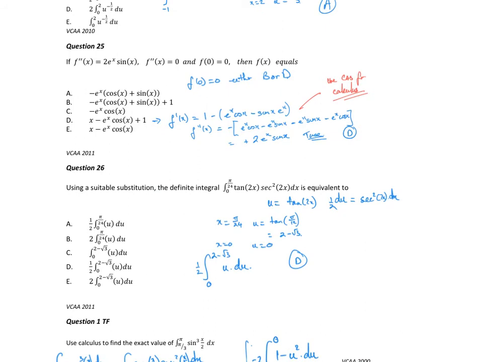Something like this one, we've got f double dashed of x. I guess my initial reaction was, well, we've got f double dashed, integrate that to give me f dashed of x. But then I've got no information about f dashed of x, have I? So what do we do?